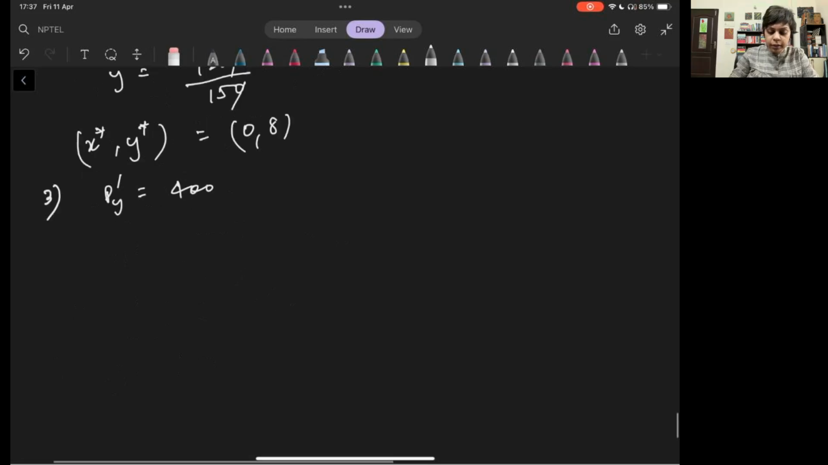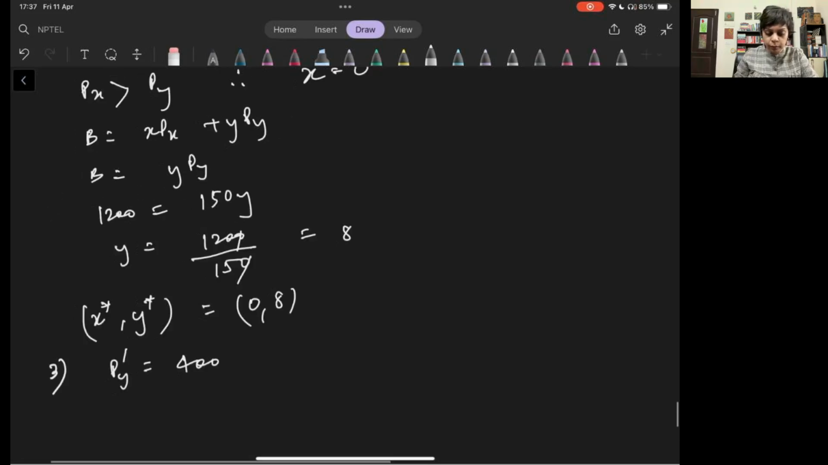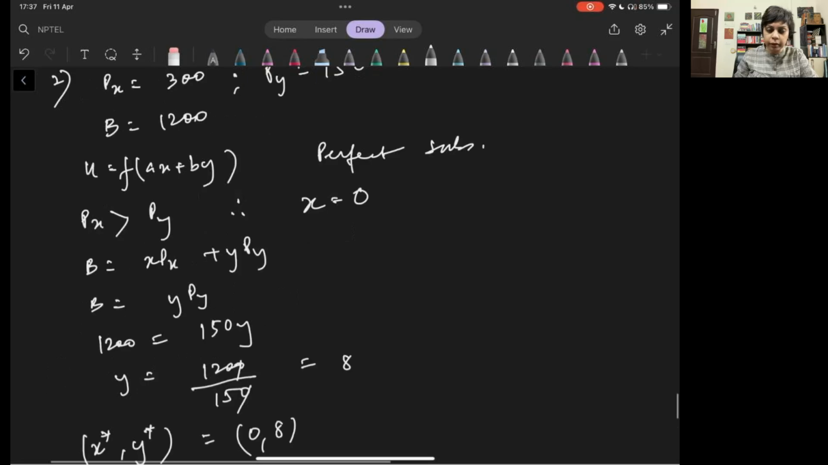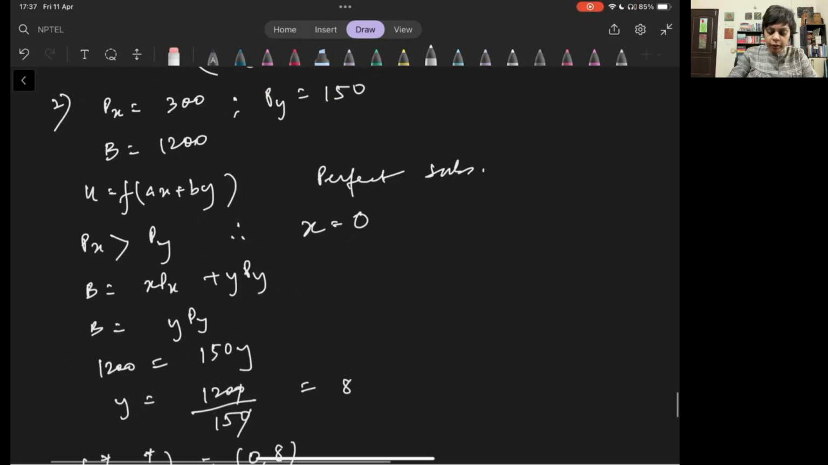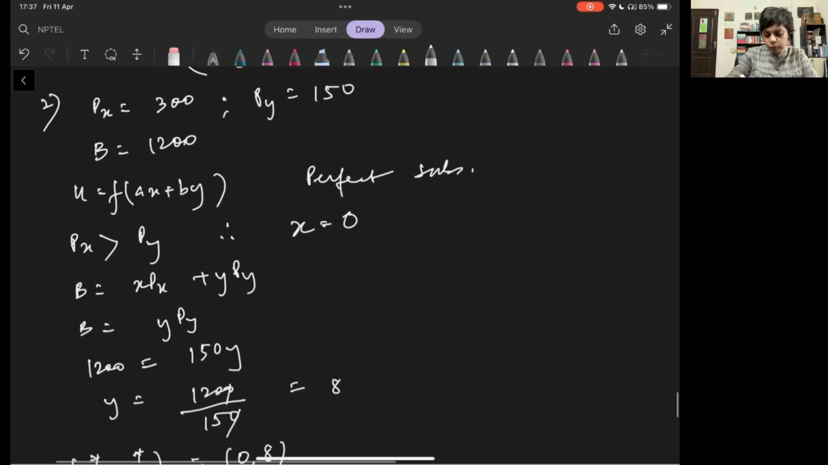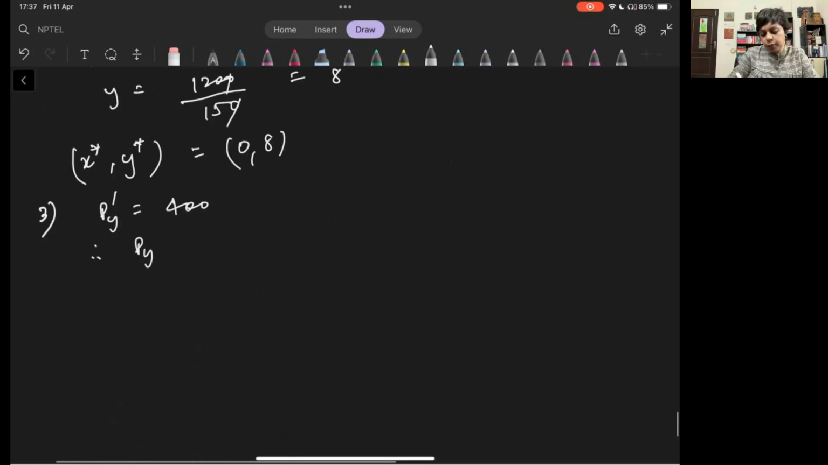Now, in this case, Px is the same. Px is 300. Py is now 400. Therefore, now you have Py prime is greater than Px. Therefore, y is equal to 0. Again, it's perfect substitutes. So, if price of y is higher than price of x, y will not be consumed at all. Therefore, y will be 0.